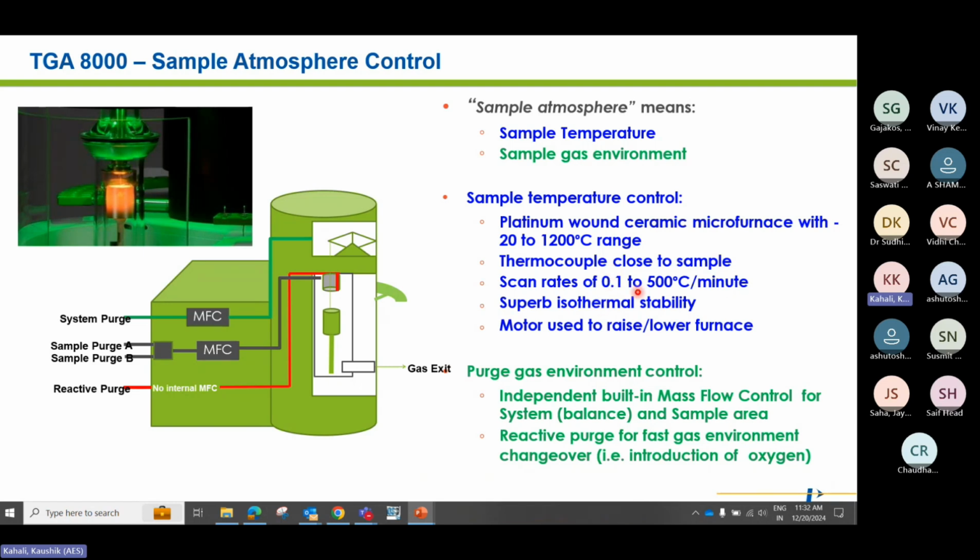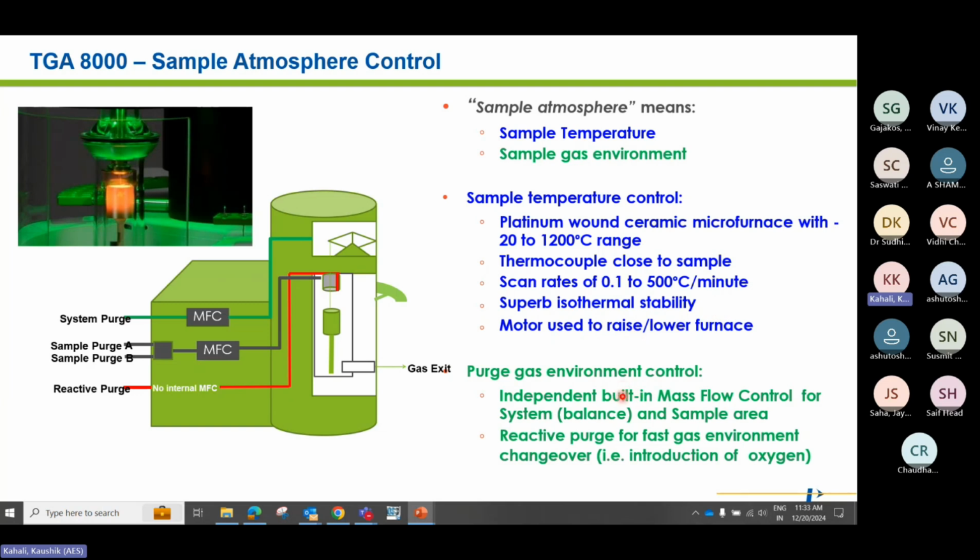Scan rate is 0.1 to 500 degrees Celsius per minute, but normally in TGA we keep this heating rate at 10 to 20 degrees Celsius max. But if you want, the system has the capability to go up to 500. Superb isothermal stability. So if you want to give any isothermal run in between your heating, there also you can see the baseline stability is very strong in this system. The motor used to raise and lower the furnace is also motorized.